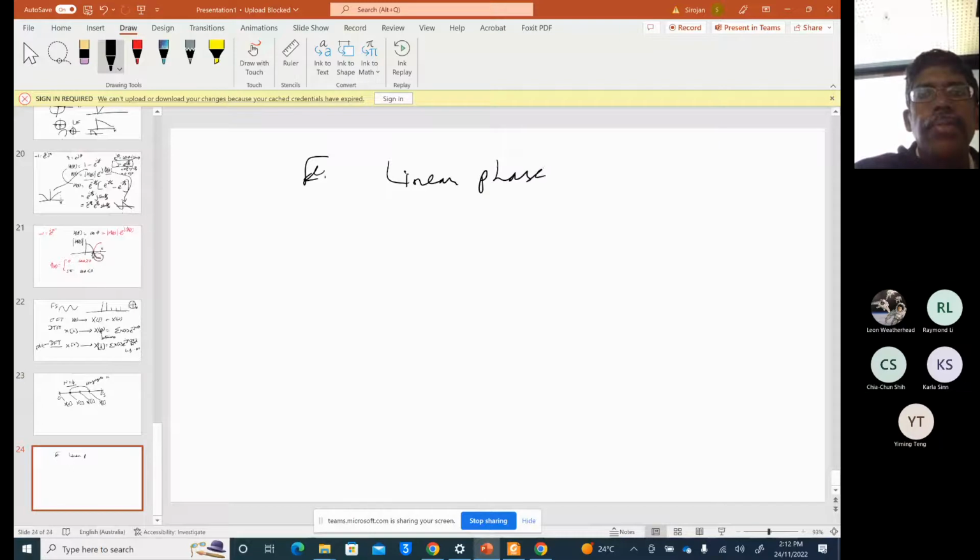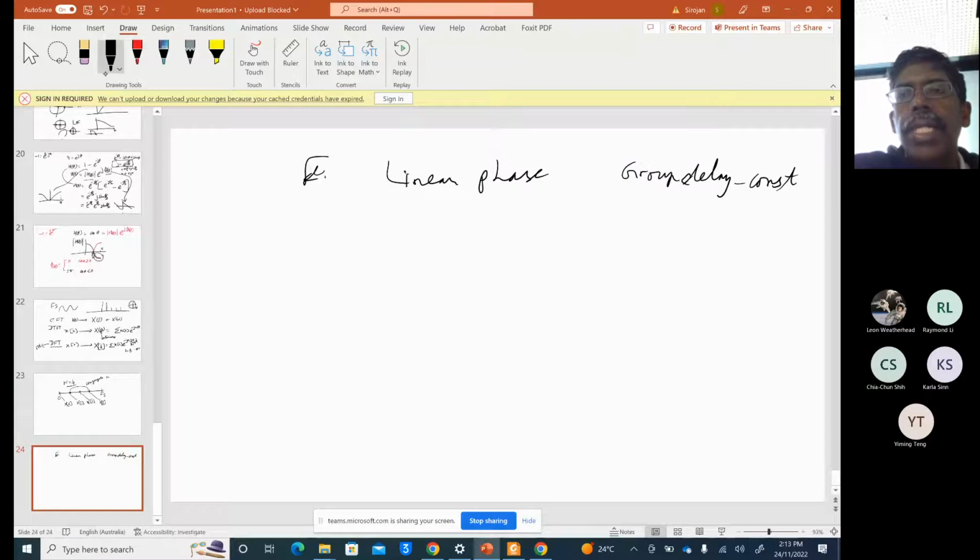Why do you need linear phase filters? Because in music applications, the group delay has to be constant. For linear phase filters, the group delay is constant. If it is constant, then the music won't distort, because in music, different instruments will have different frequencies. Those timings have to be maintained. So if the group delay is constant, when you pass through those filters, the timing will not be affected. Okay, so that's the linear phase filter.